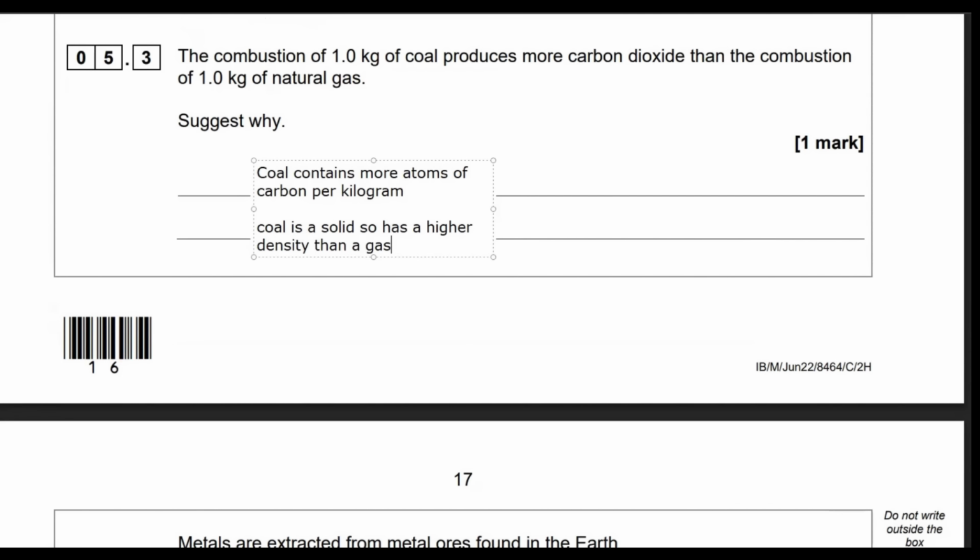The particles are closer together, right, in a solid. You know the solid diagram where you draw all the balls in lines, and a gas diagram where you have spaces between the balls. So coal is a solid, so it's more dense, so more carbon atoms per kilogram, right? Okay, let's zing on.